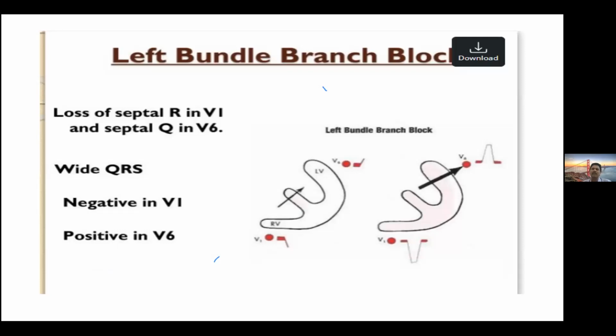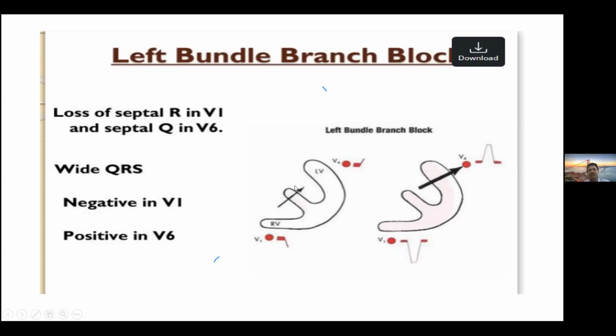We will move to the left bundle branch block. So left bundle branch block, what I told you, the first conduction should be from the left ventricle septum towards the right ventricle septum. But what happens here, the left bundle is blocked. So it means that the right bundle is only conducting. After the right ventricular innervation, the left bundle has to innervate. So the first conduction cannot happen from left to right.